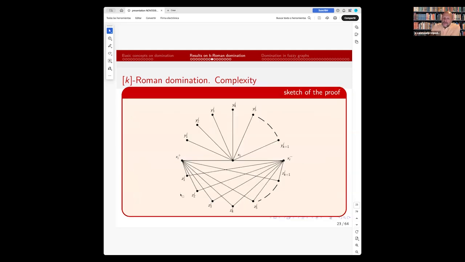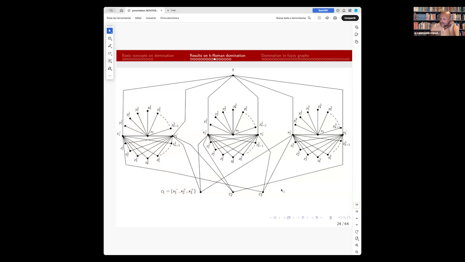Well, this gadget that we construct for each element xy of the instance of the 3-SAT problem consists of 2 extra vertices, xy minus and xy plus, and 2 sets of k plus 1 vertices, y and z, such that the y vertices are adjacent to the central vertex sy, and each of the other set of k plus 1 vertices is adjacent to both the extra vertices xy plus and xy minus.